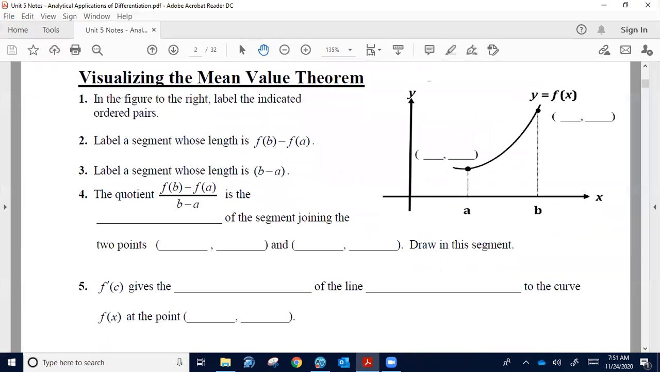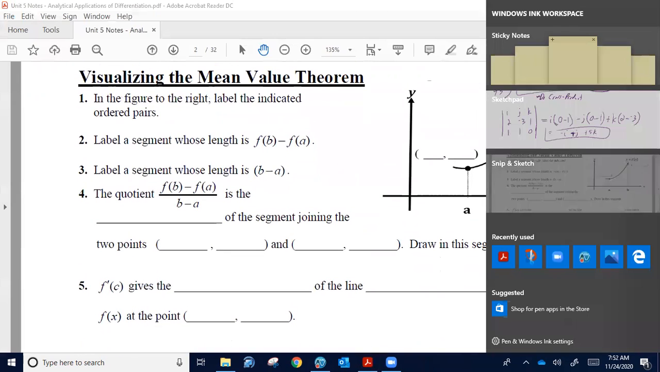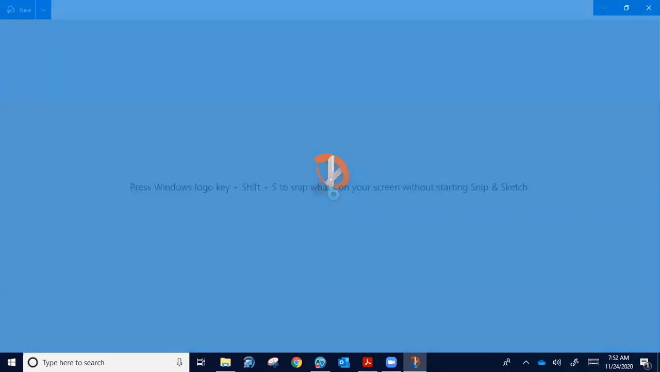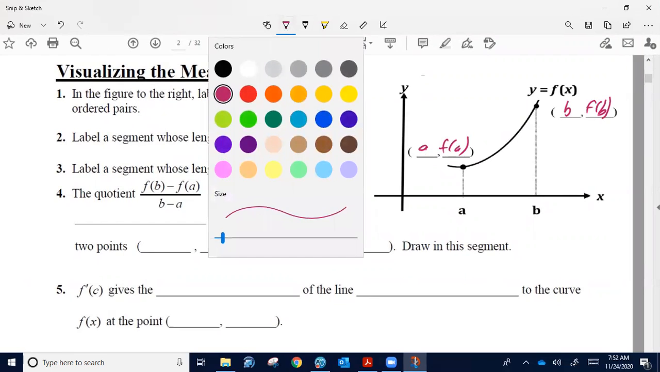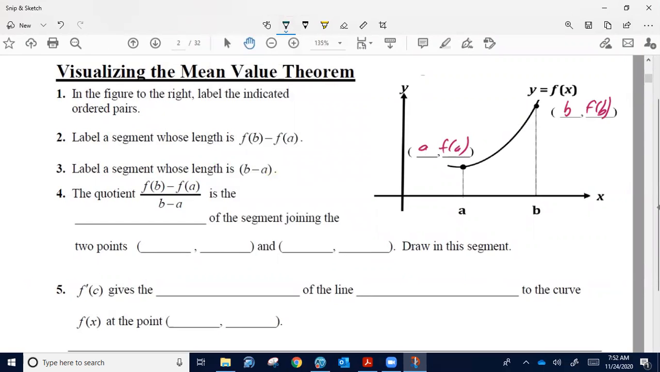And up top here, this is trying to illustrate that. I'm going to lose my space a little bit when I do this. We'll try to show it to you. So this is saying label the points at a. That's x equals a. So y is plug it in, f of a. This is b and f of b. Label a segment whose length is f of b minus f of a. So that means y value f of b minus y value f of a. There's f of b minus f of a.